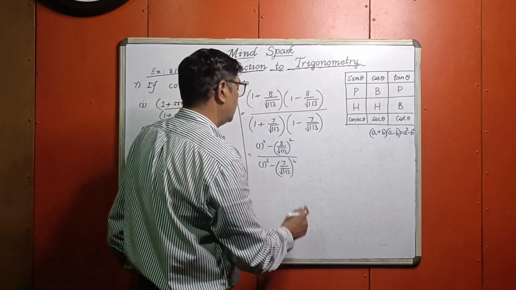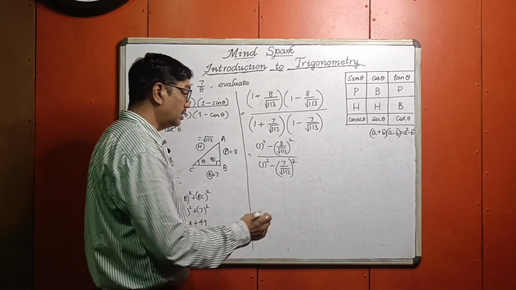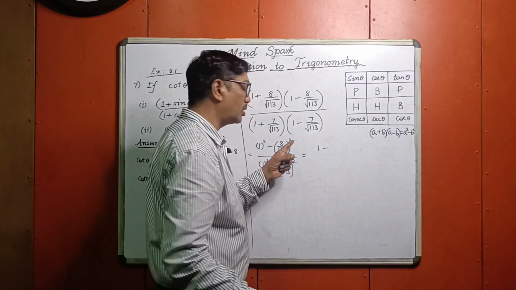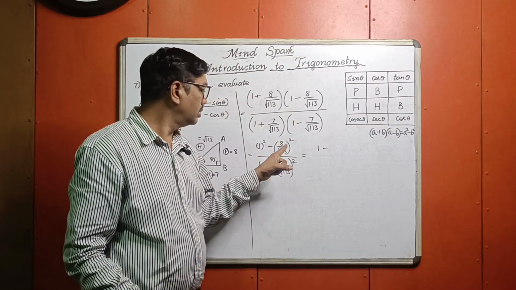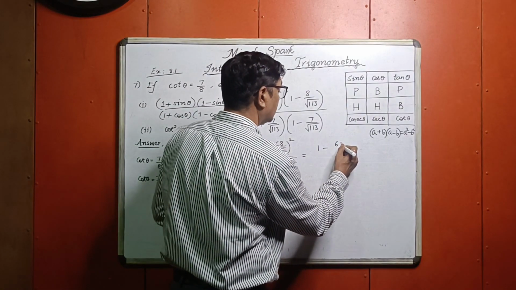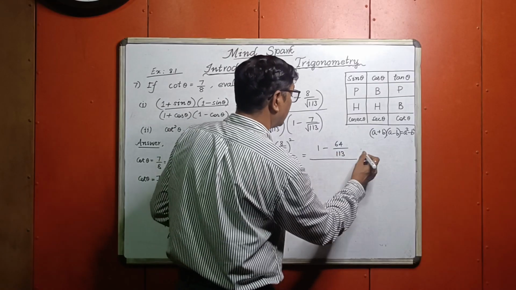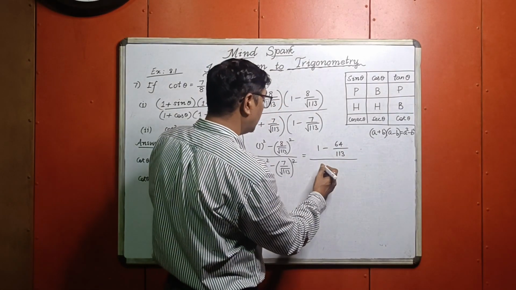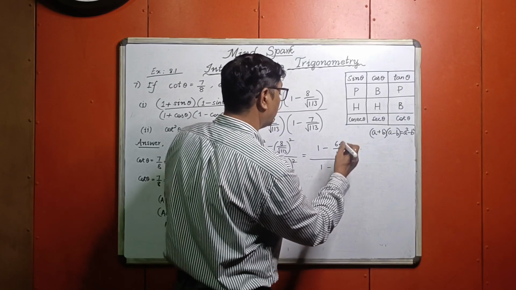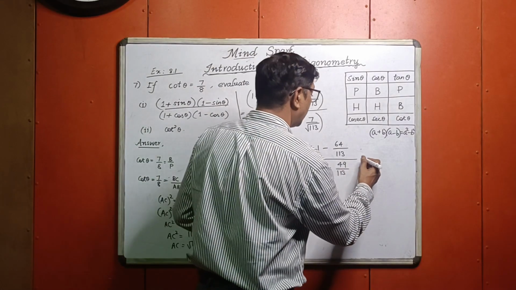Now finding the value, 1 square is 1, 1 minus 8 square. The square belongs to both the numerator and denominator, so you should write a square and divide by this also square. 8 square is how much? 64. And square root and square cancels, so you are left with 113. Similarly here also, 1 minus 7 square is 49 divided by 113. So here you take the LCM.